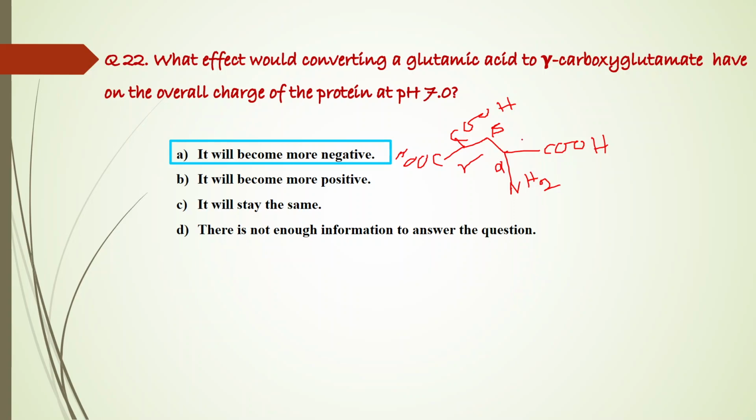Now looking at that, you can already guess that its pI value should be in the lower pH region. Why am I saying it? Its pI value would be in the region where this NH2 group will be protonated to NH3 plus.